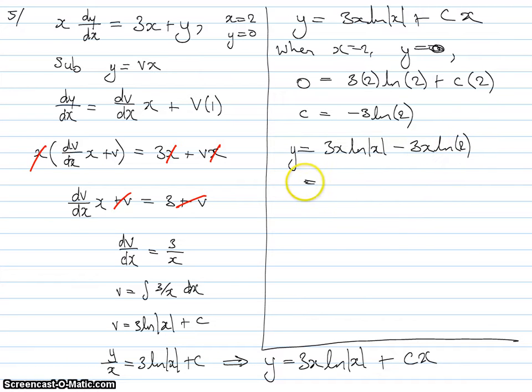And again, we can combine these into one fraction. We get y is equal to 3x, factorizing out the 3x, then ln x minus ln 2 is going to be ln modulus x upon 2. And this is the final answer for y. It is not the end of question 5, however, because question 5 has a second part.